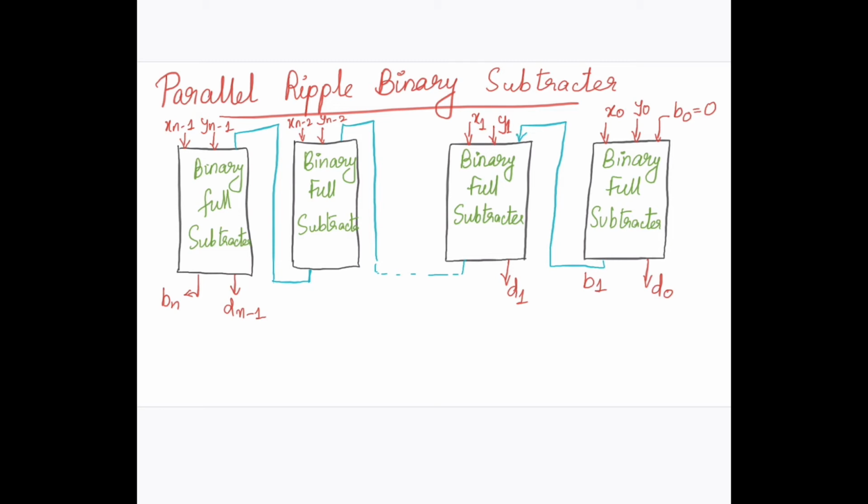So this way, n-bit subtraction can be carried out. Again there is a ripple effect, because the borrow of one stage is connected to the borrow of the next stage. So until we get the output of the first stage, you cannot get the output of the next stage. This way we can get the difference and borrow of all the bits.